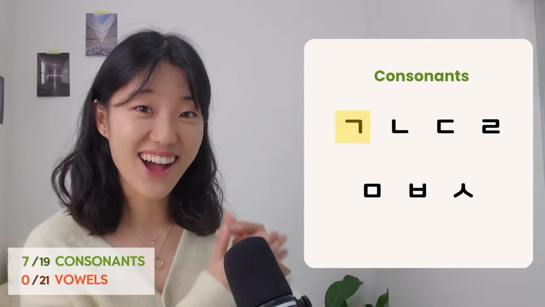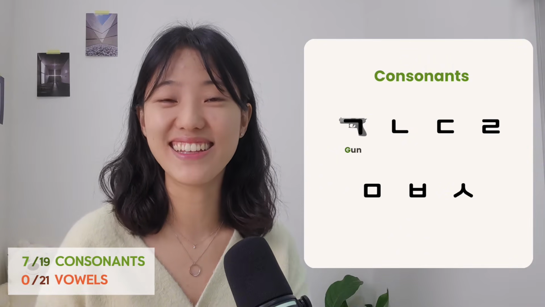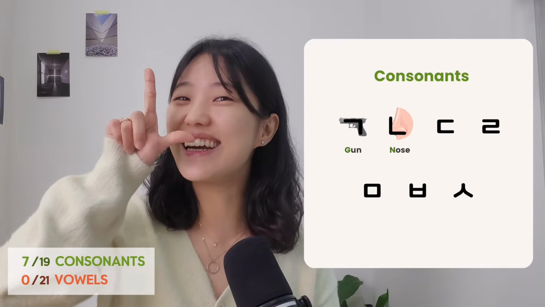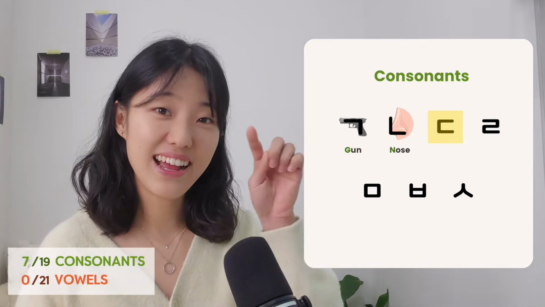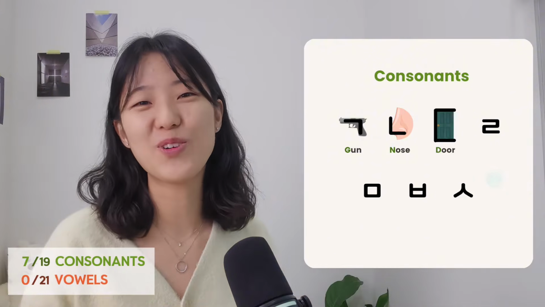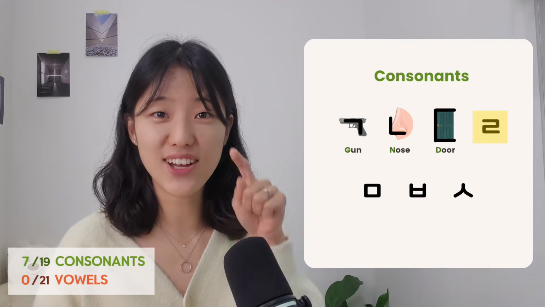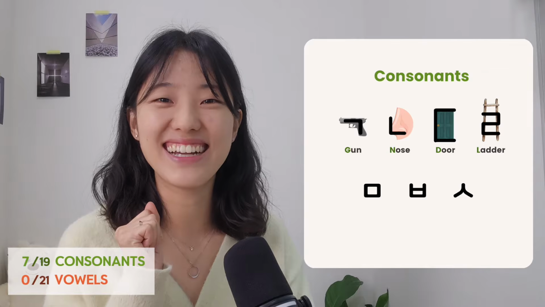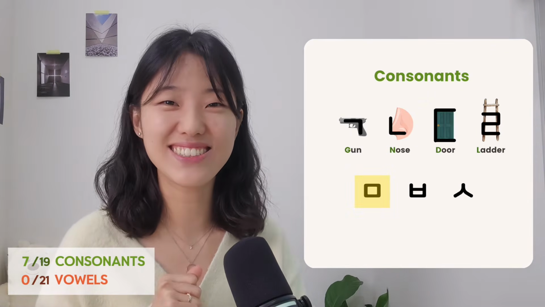What do you see? A gun. Yes. 그 from gun. What about the next? Nose. 느 from nose. What about the square but with one side missing so you can open the door? Yes. 드 from door. Next, you see a lot of horizontal lines so you can climb up the ladder. 르 from ladder.